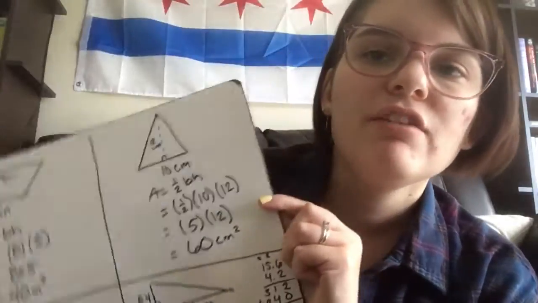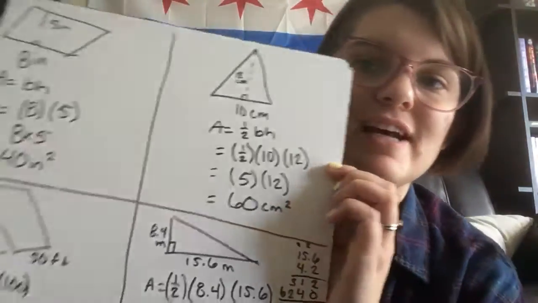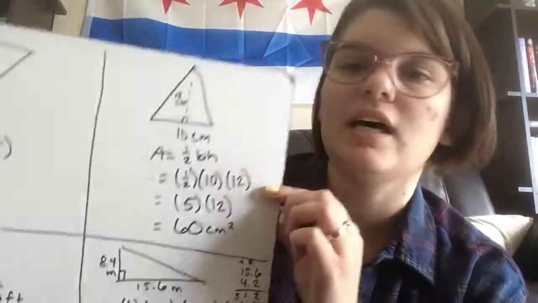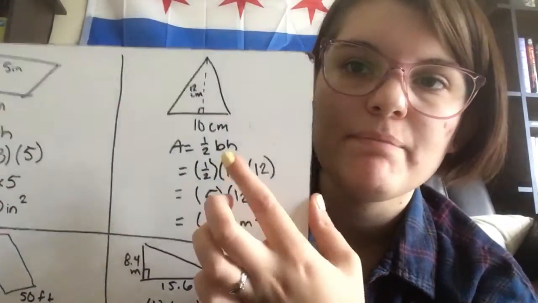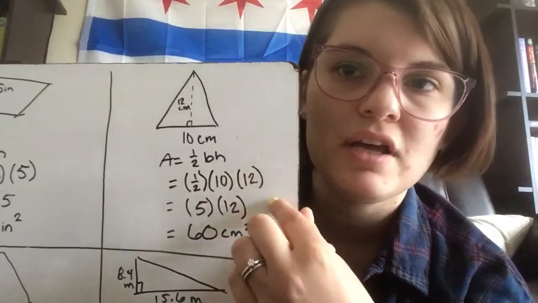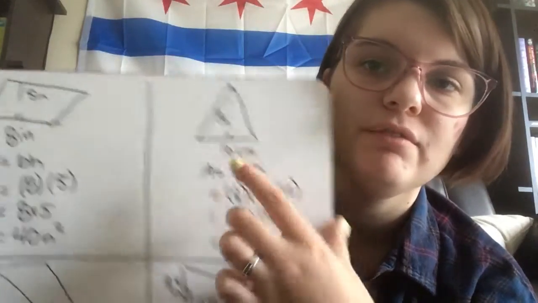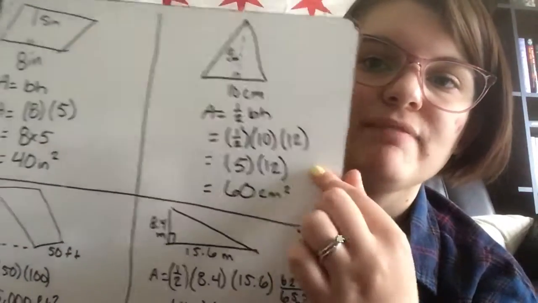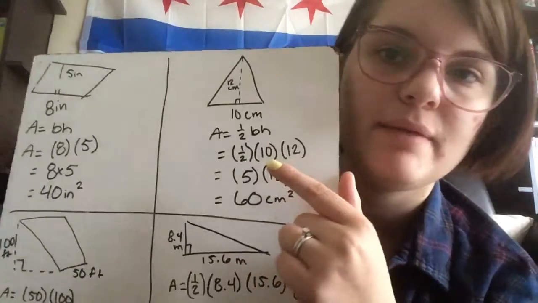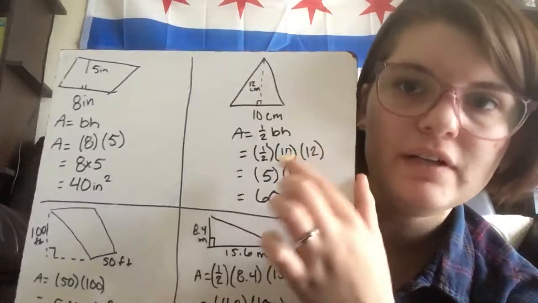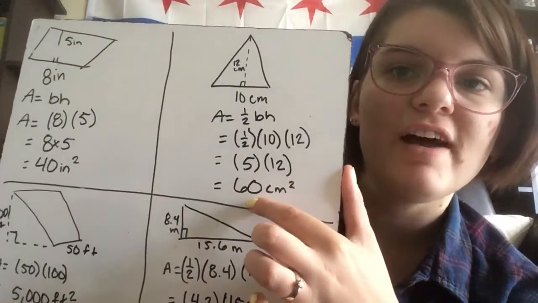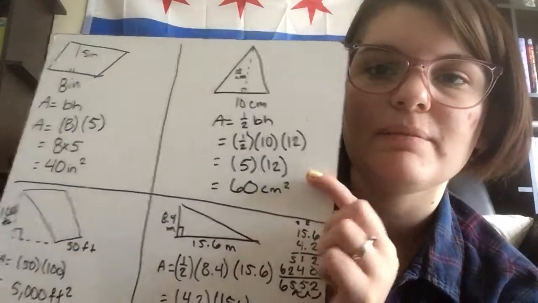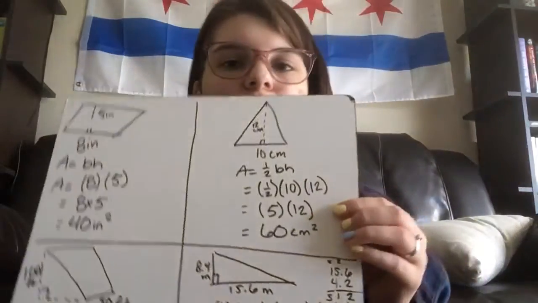For triangles, it's 1/2 times the base times the height. So I have 1/2 times my base, which is 10 centimeters, and my height, which is 12. Going in order left to right, 1/2 times 10 is 5, and we still have our 12. 5 times 12 is 60, and it's centimeters squared. That one's pretty simple, okay?